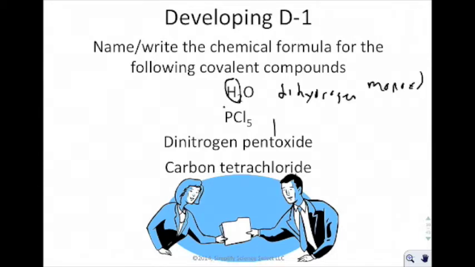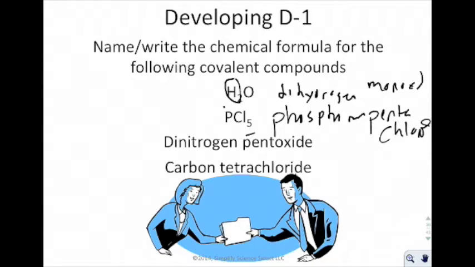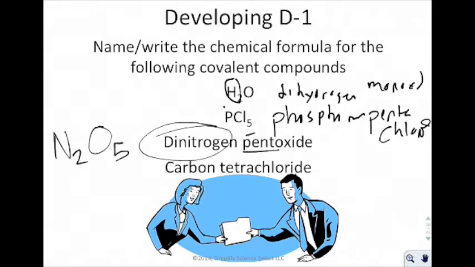This right here is phosphorus. Okay, I didn't write mono because it's the first one. And then I would say penta, because there's 5, chloride. Okay, then you have dinitrogen pentoxide. Dinitrogen means N2. Penta means O5. Finally, you see carbon. Just write carbon. There's only one of them because there's no prefix with it. And then tetra means 4, and then chloride means Cl. So you should be able to name or write the chemical formula for any sort of covalent compound.